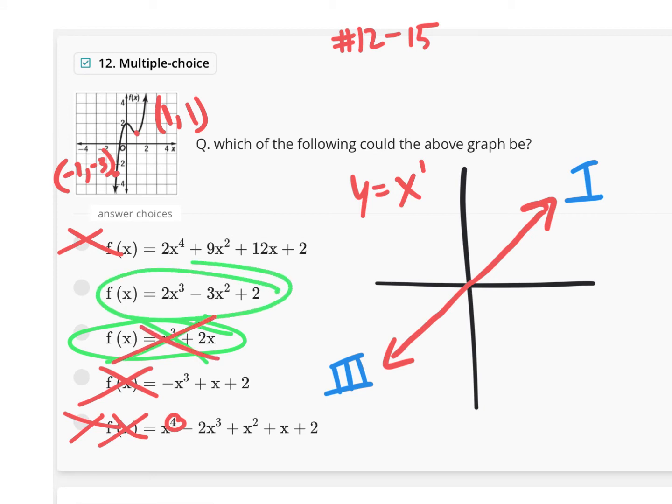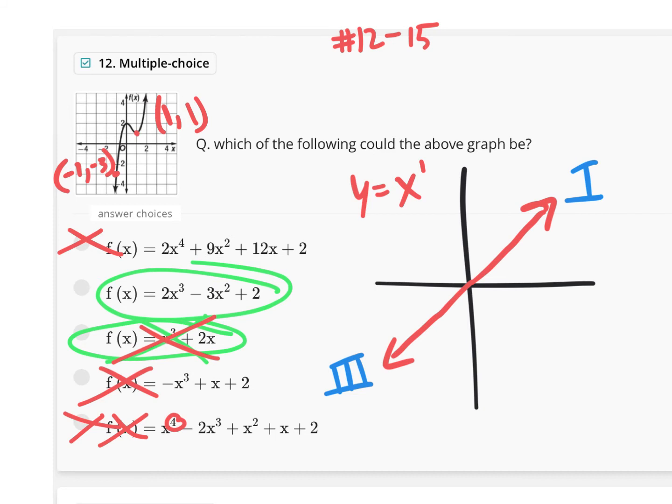Again, when I tested the point -1, -3, both of them worked. So I'm glad I actually tested both. I didn't go with the first one. I tested both, -1, -3, it worked for both, so I needed to pick another point and see which one it works for and which one it doesn't. I picked the point 1, 1, it worked for this one, it did not work for this one.